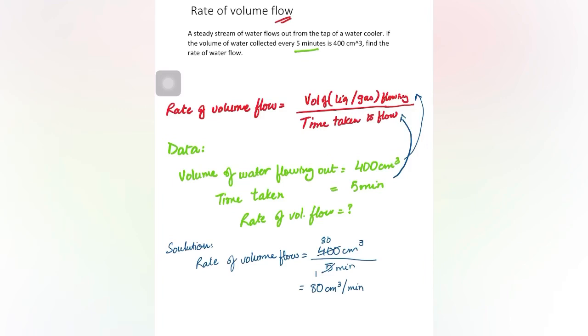So this is how we are going to write the answer, and the result statement will be: the rate of water flow is 80 centimeter cubed per minute.